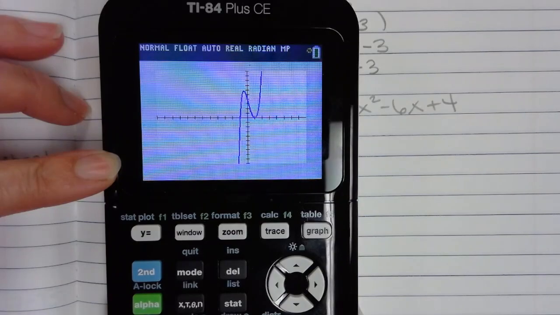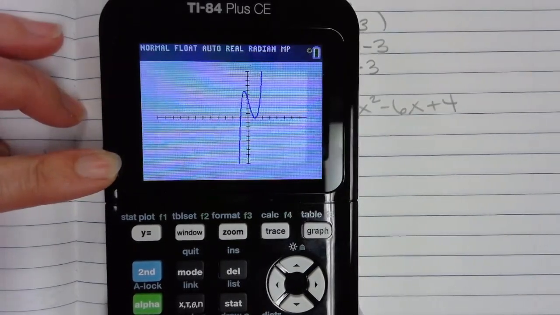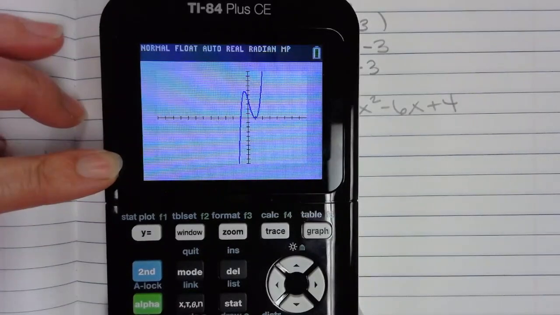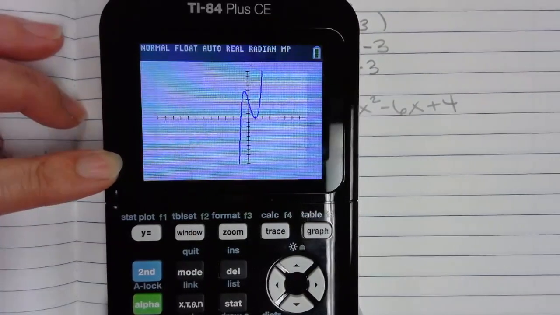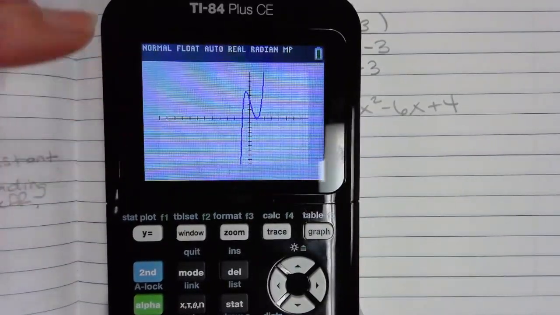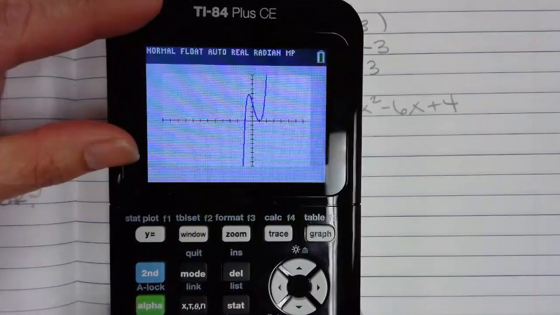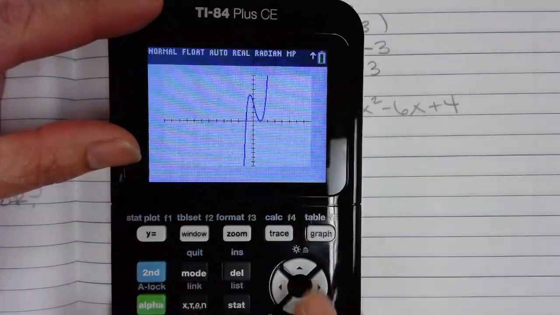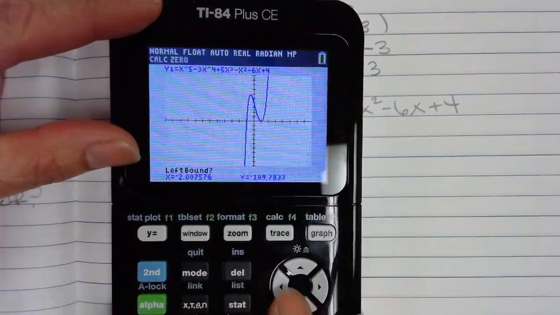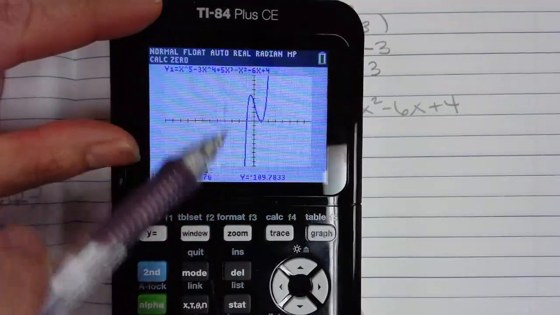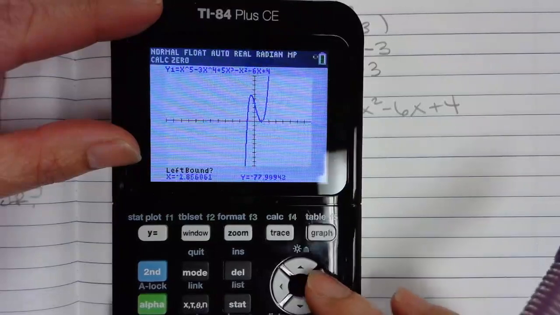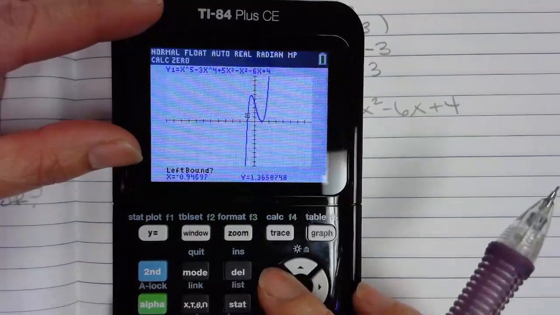Okay. So, it looks like there's a root at positive 1. Actually, how many roots are there at positive 1? At least 2, right? So, there also looks like there might be one at negative 1. So let's do second trace 0, just to double check. So I'm going to press second trace 0. I look right now, my cursor's at negative 2, which is going to be all the way down here. So that means I have to move it to the right until I get close to negative 1.